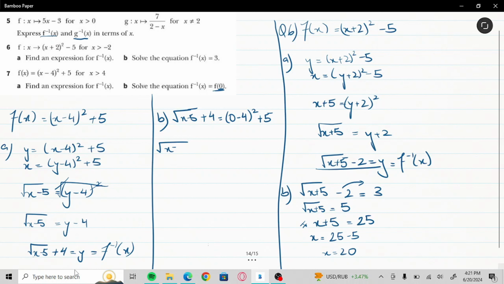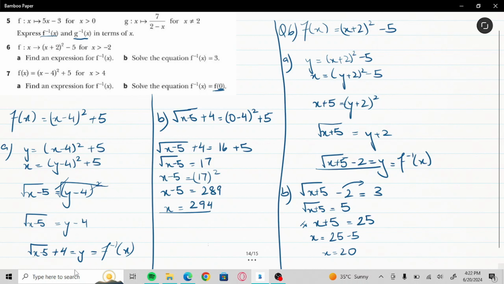Simple. So under root (x minus 5) plus 4 is equal to minus 4 squared, which is positive 16, plus 5. So under root (x minus 5) is equal to 16 plus 5, which is 21, minus 4, which is equal to 17. So x minus 5 is equal to 17 squared. Let me put this into the calculator. 17 squared is equal to 289. x minus 5 is equal to 289. x is equal to 289 plus 5, which becomes 294.